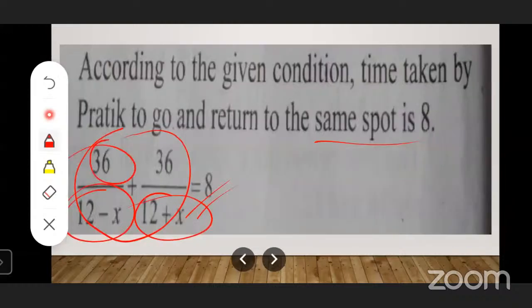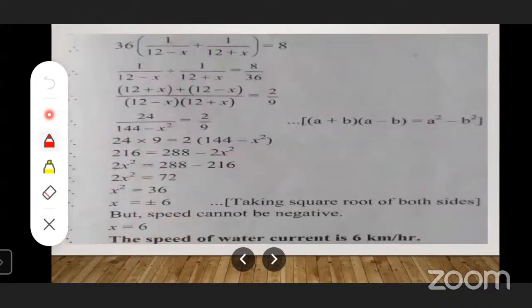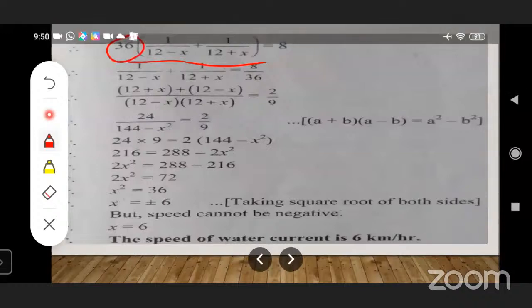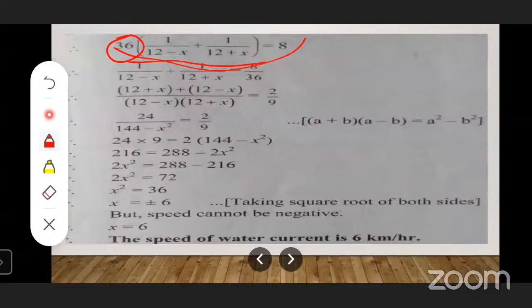See, look here. You can see 36 is common. So we have taken out 36 as common in this step. Now, what is the next step? We have to equalize the denominator. Equalize means you have to multiply. First of all, shift this 36 to the other side. So it becomes 8 upon 36. Here it is up, so when it goes to the other side, it will come down. Right. Now, let us equalize this denominator.